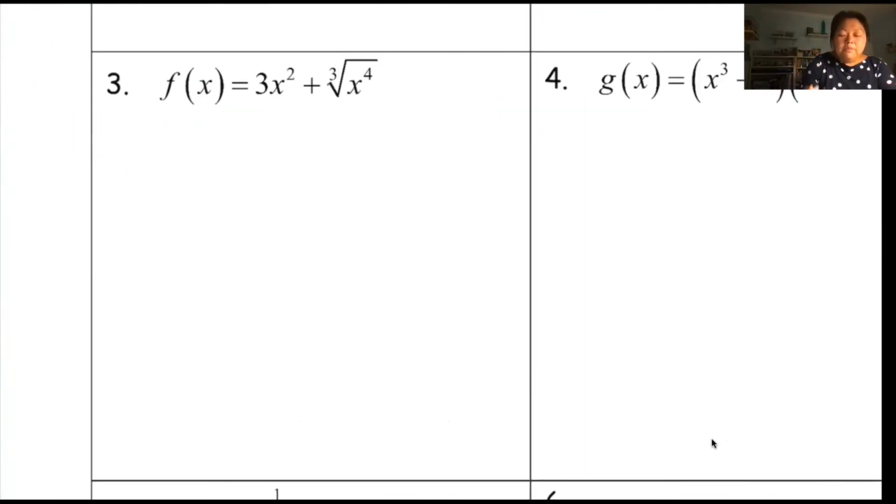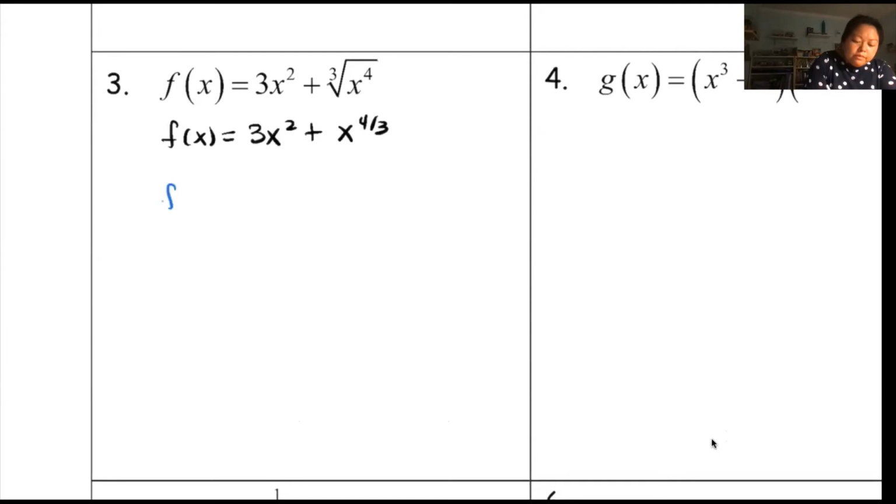Okay, so in this problem, when we are presented with a problem like this where there are roots and exponents, the best way to approach this is to rewrite it as an equation with exponents. So you rewrite this as f of x equals 3x squared, and write it as x to the 4/3, remembering our root is the denominator in our fraction. Now that you've rewritten it this way, it's a lot easier to take the derivative.